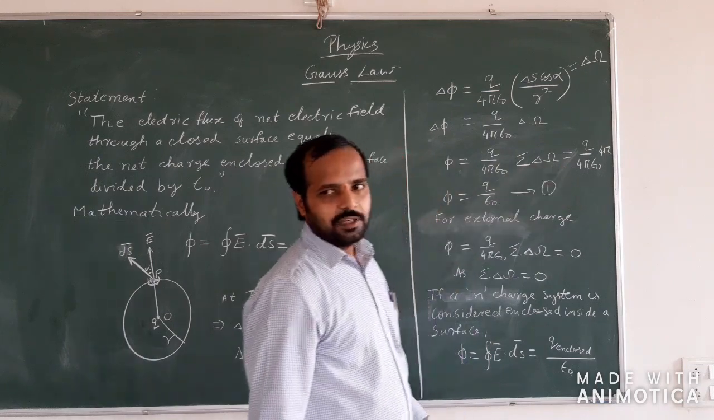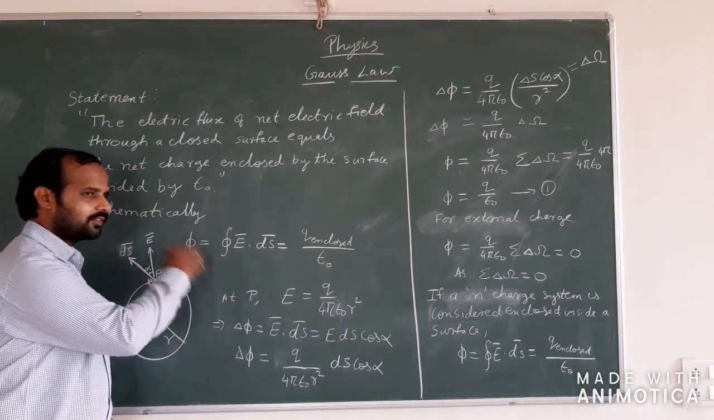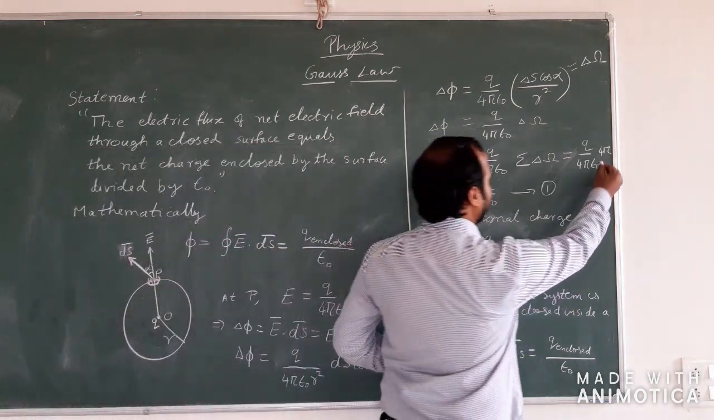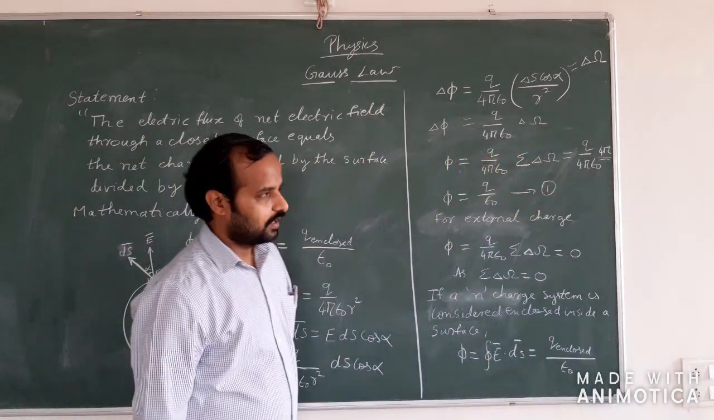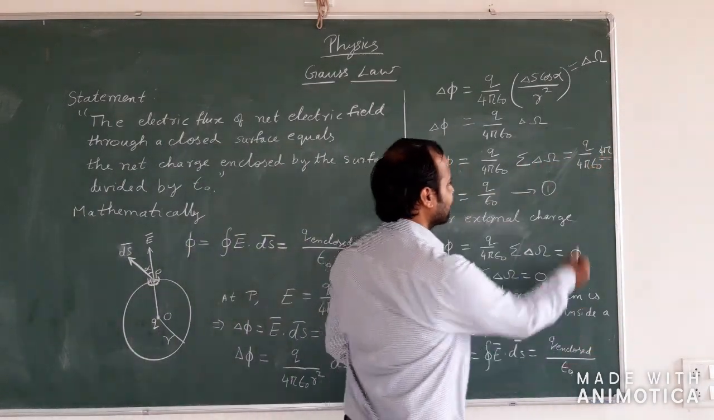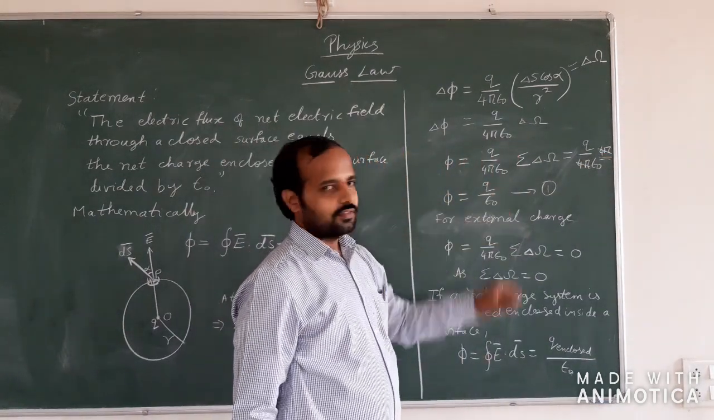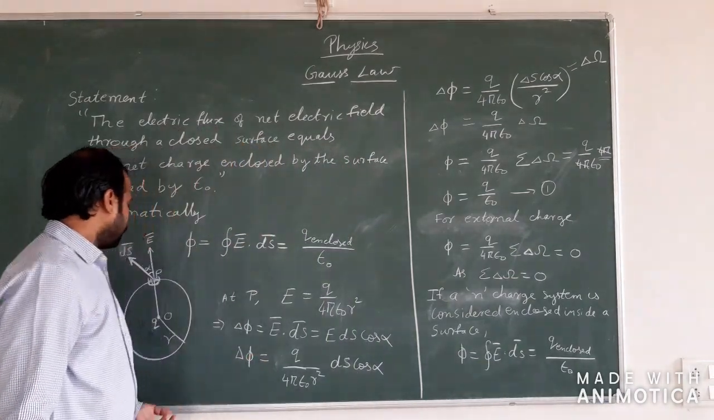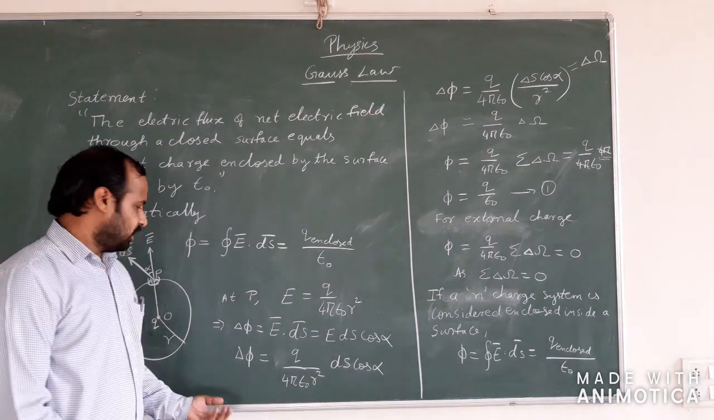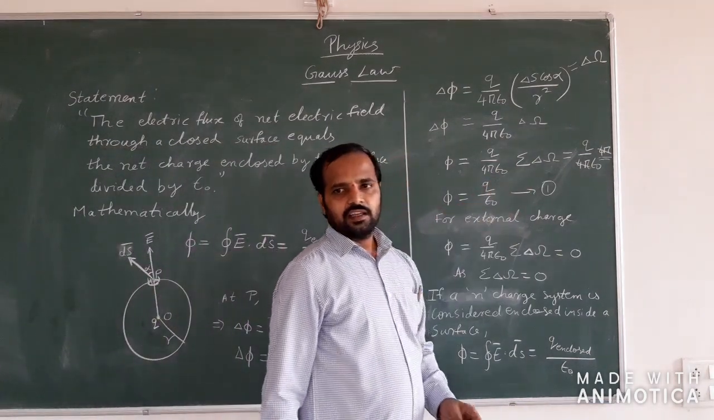Now the summation of omega for the entire spherical surface, the solid angle for the entire sphere, is 4 pi steradian. Substituting 4 pi for the summation of delta omega, the 4 pi and 4 pi cancel. So we have phi equals q by epsilon naught. That is, the net electric flux due to an internal charge, a charge enclosed within a boundary, is given by q by epsilon naught.